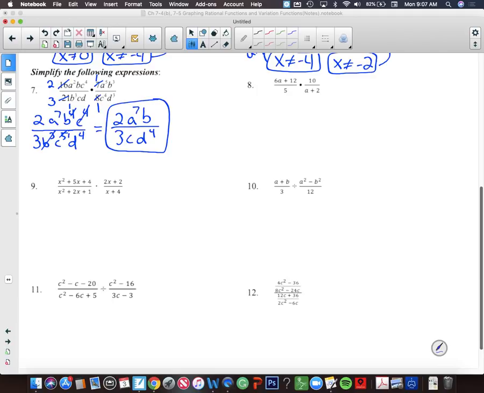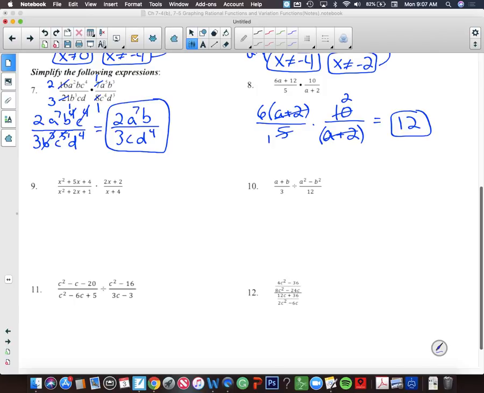So 8 you want to factor and then start canceling. So I'll show you how it factors quick. So you can see that a plus 2 is going to cancel. Boom, boom, and we can cross cancel between the 5 and the 10, and you get 12. Kind of works out nice.